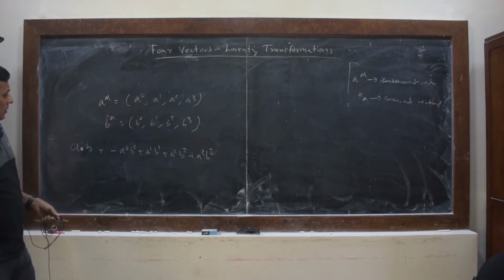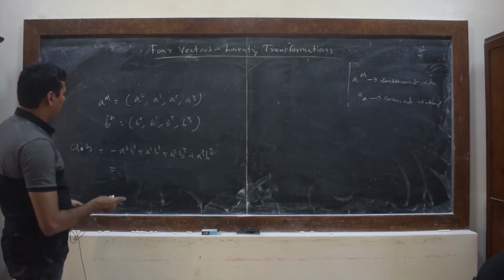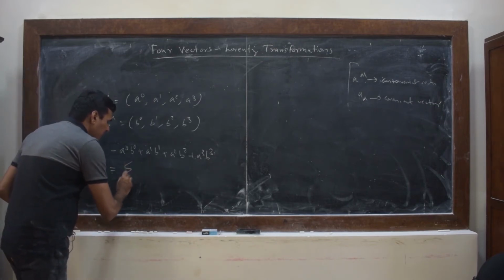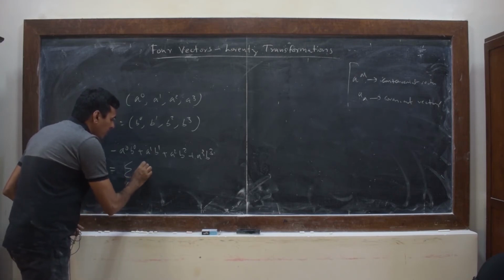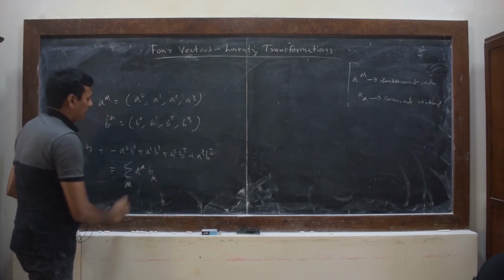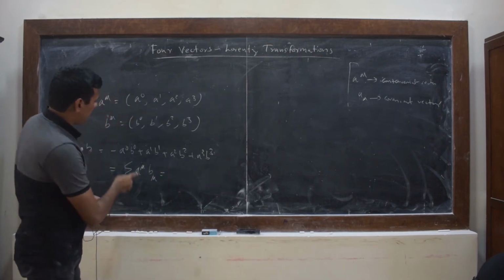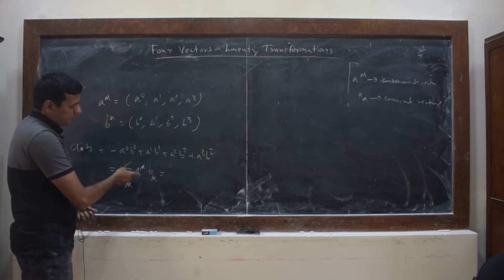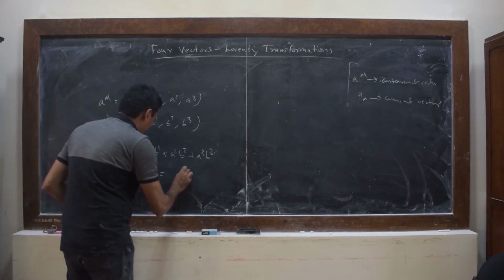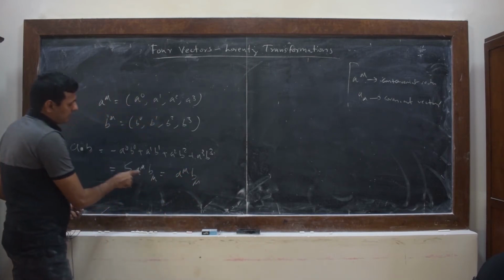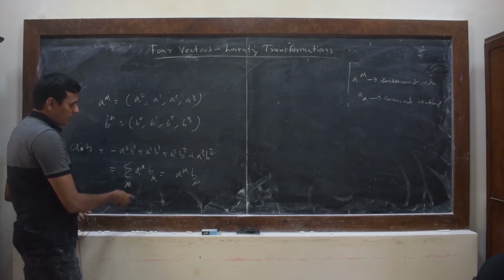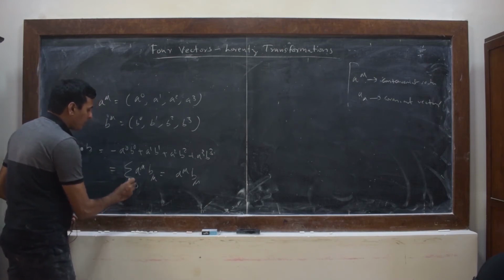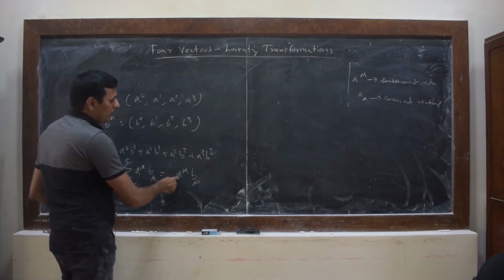Or now you can write this as the summation over mu of A_mu B^mu. Under the Einstein summation convention you can just write A_mu B^mu, because what appears here is a dummy index. Mu is a dummy index, so it automatically sums over. Mu runs from 0 to 3. So, that is actually equal to A_mu B^mu.